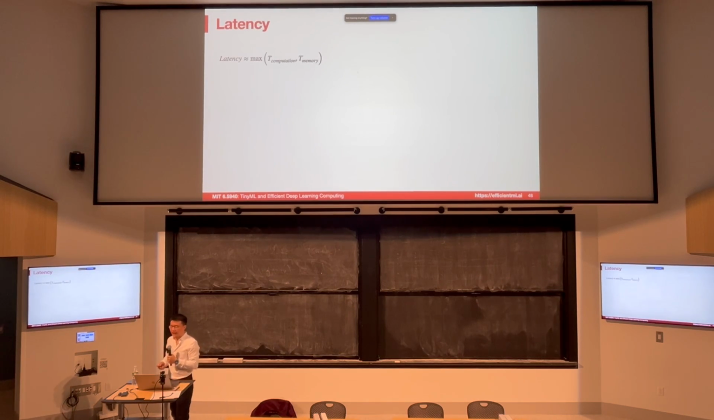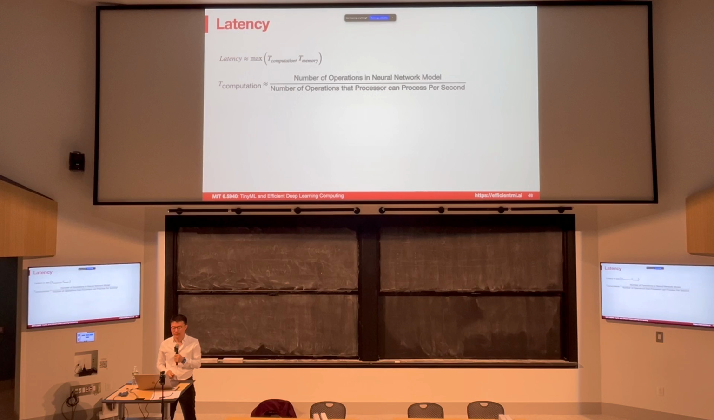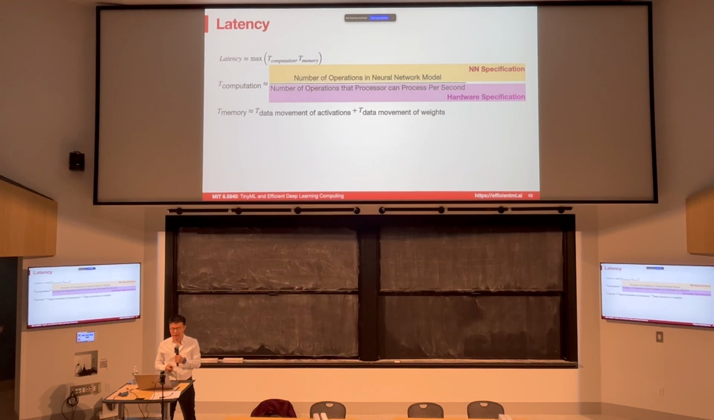So what are the factors that impact the latency? There are two factors determining the latency. One is the computation, one is the memory. The T of computation is equal to the number of operations in a neural network model divided by the number of operations that the processor can process per second. The bottom is the hardware-specific characteristic, and the top is neural network specific. And the T memory also is determined by two factors, the activations and the weight, to move the activation and move the weight. This is about inference.